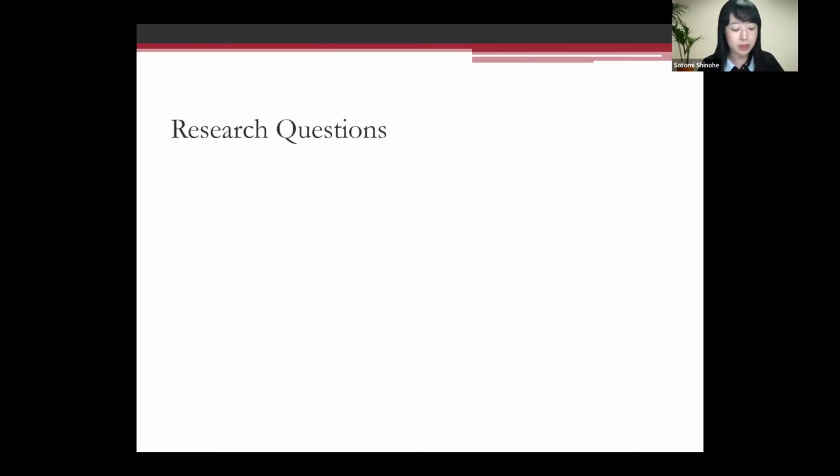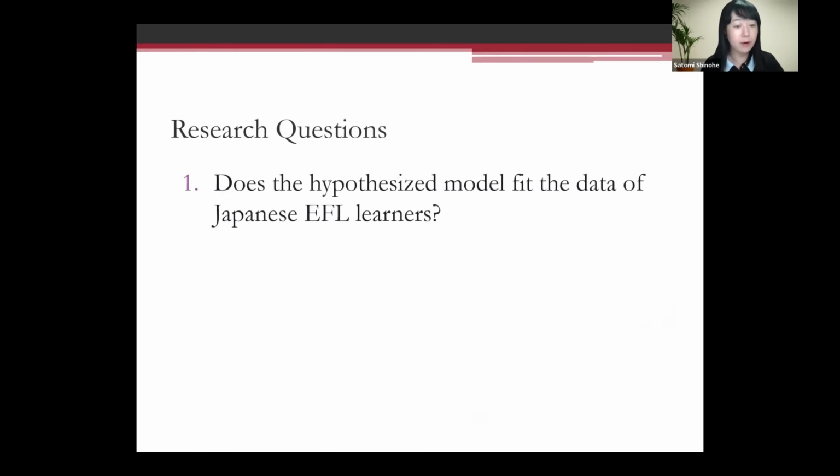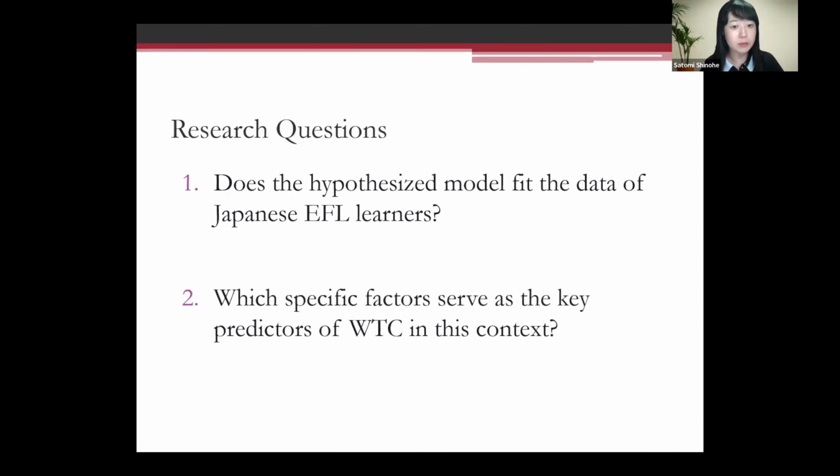Based on this model, the study addressed two research questions. First, does the hypothesized model fit the data of Japanese EFL learners? And second, which specific factors serve as the key predictors of WTC in this context?